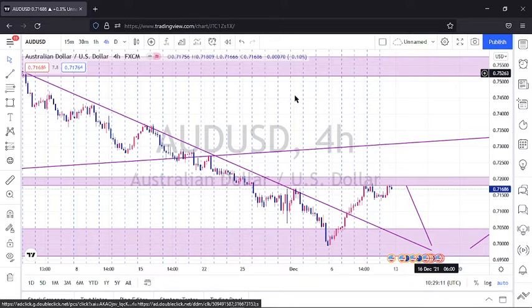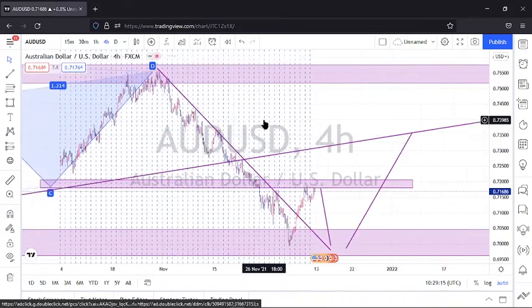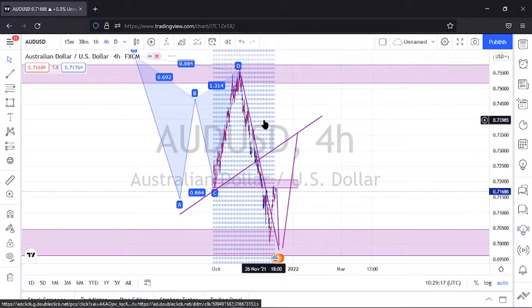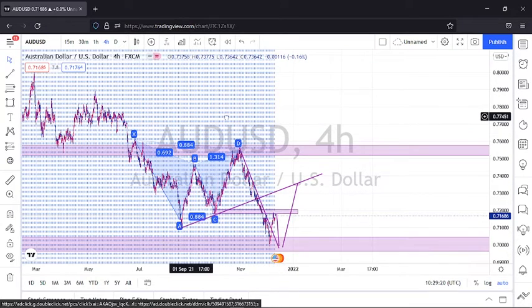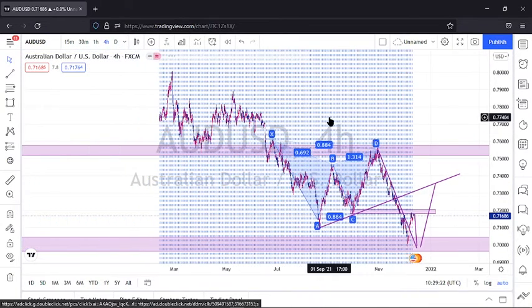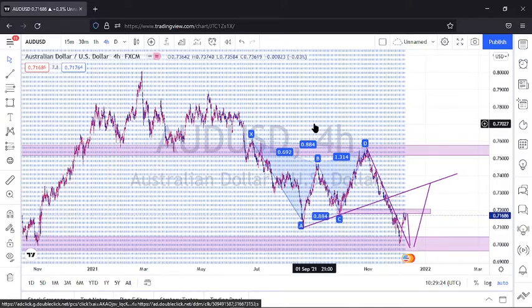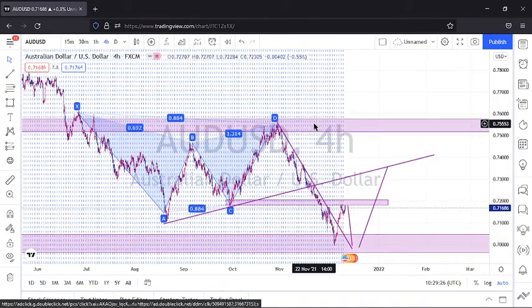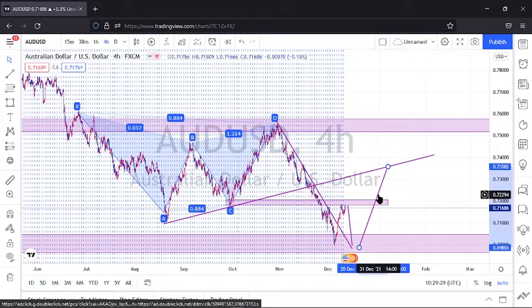So I think this is a very simple analysis. If you have any question, feel free to comment in the comment section, and let me see how I'll answer your question. So this is for AUDUSD.